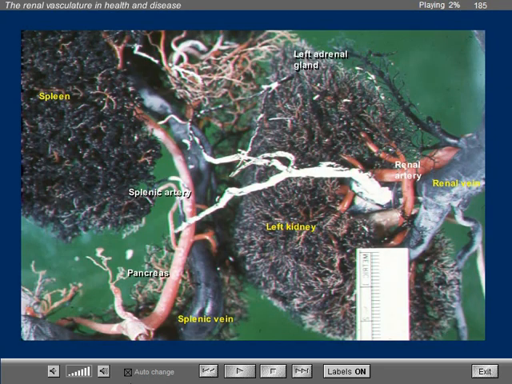Another close-up of a cast corrosion preparation. In white are the veins that connect the tail of the pancreas with the upper pole of the left kidney and with the spleen. These are large venous structures that often are severed when a nephrectomy is performed and there is a tumor in the upper pole of the left kidney.